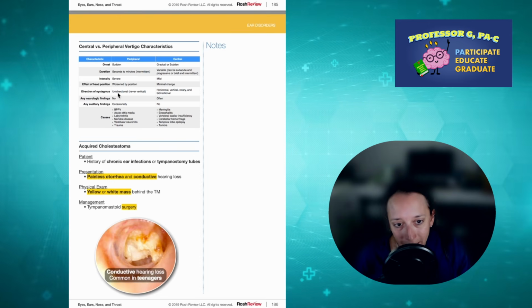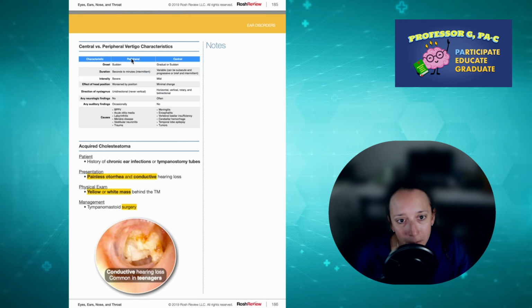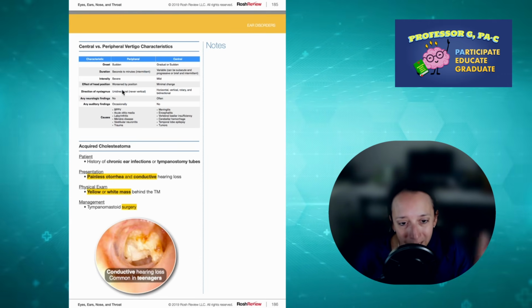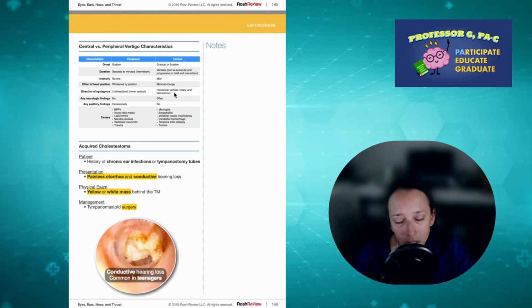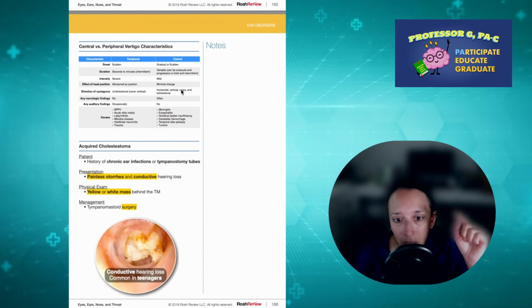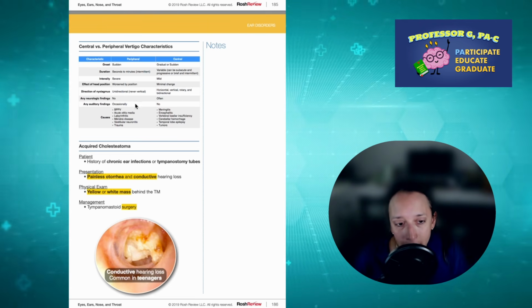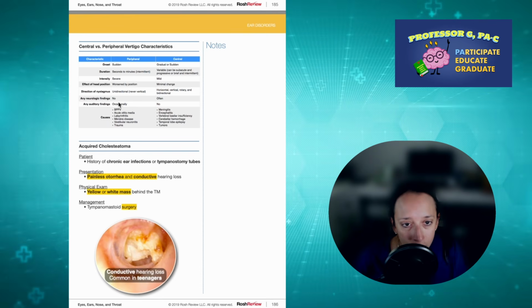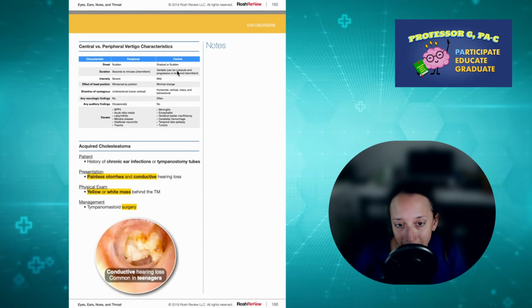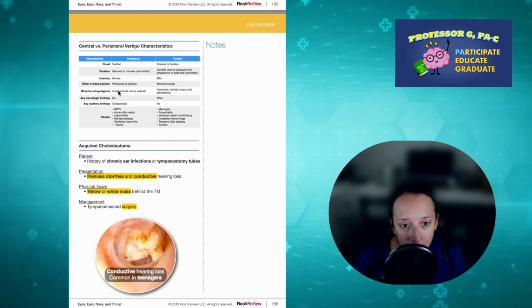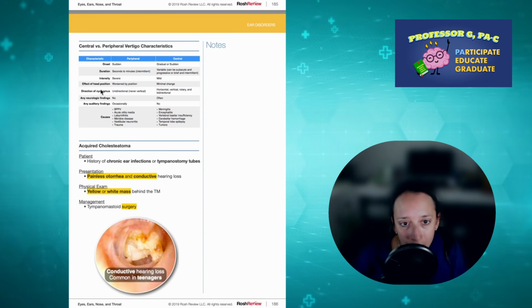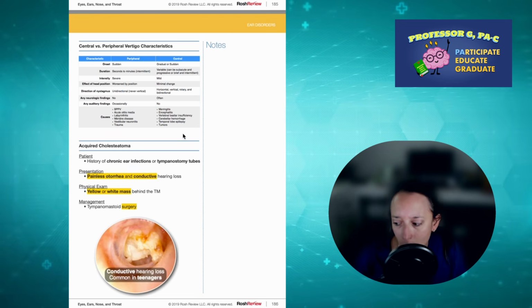As far as the nystagmus, usually the peripheral will be unidirectional and it's never vertical, whereas central can be any which way, but if it's vertical, it's always central. And they should not have any neurological findings in peripheral, but they might have some in central. And auditory stuff, we should see it in peripheral most often and none in central. And then here are some of the most common causes.